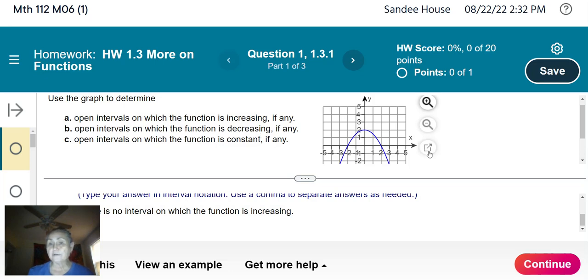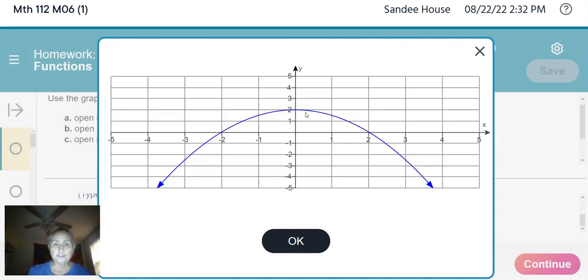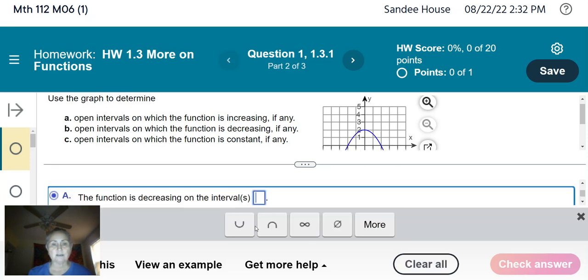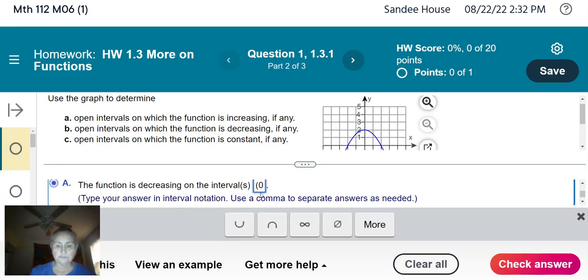Now they want to know where it's decreasing. So this graph is decreasing on this right-hand side and forever. And again, don't look at the y. It's from 0 to positive infinity. And I have to put parentheses on both ends of that interval from 0 to infinity.